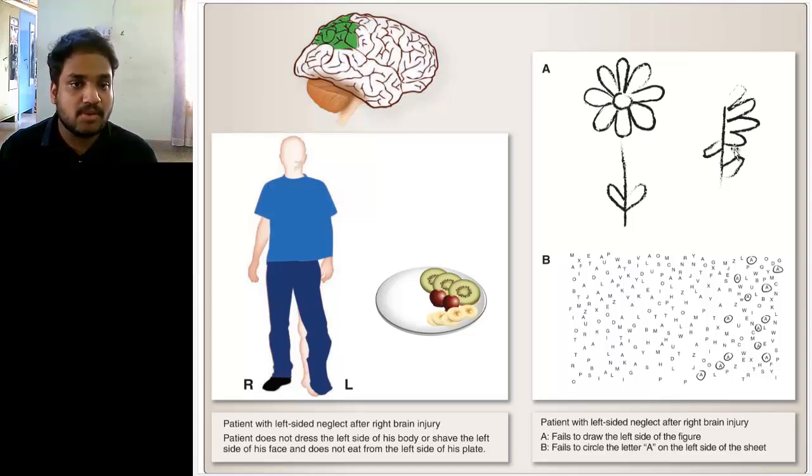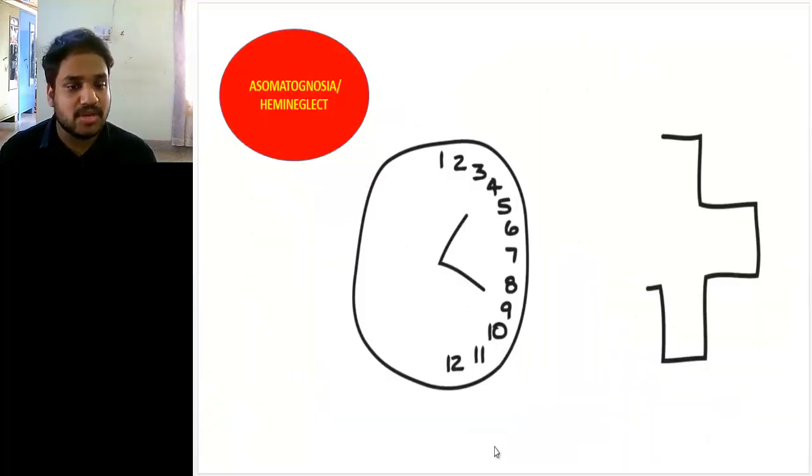So if they are asked to copy a flower, they will copy like this. They will not draw it on the left side. And if they are asked to circle the letter A from this puzzle, they will just circle the A on the right side. They will leave the left, right? That is left-sided hemi-neglect. And if they are asked to draw the face of a clock, they will just draw like this from 1 to 12 on the right side. They will forget the left side, right?